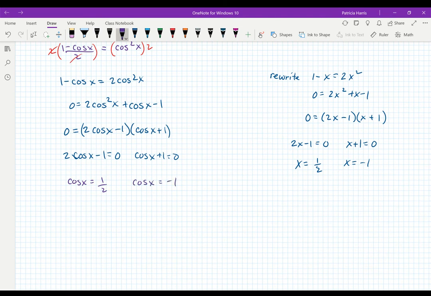Okay, so where does cosine give you a positive 1/2? That happens at pi over 3 and 5 pi over 3. Quadrant 1 and quadrant 4. Where does cosine give you a -1? That happens at pi. Now remember, with this one, we are finding infinite answers. So we're going to add 2 pi times n to each one, because that's the period of my cosine, where n is an integer.